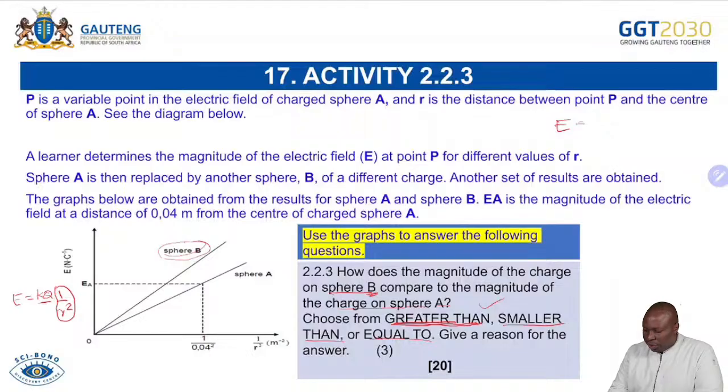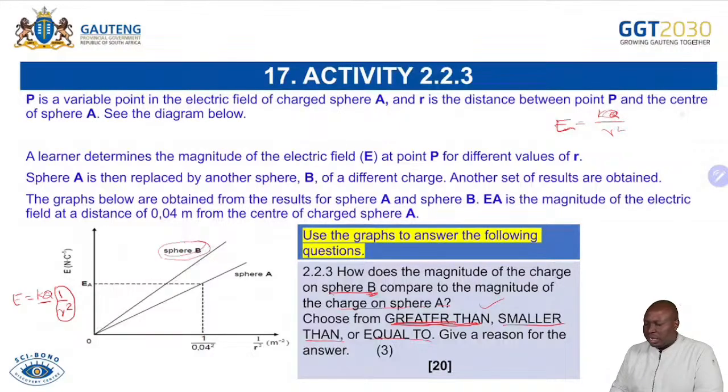We said E equals KQ over R squared. So you know that as we increase the magnitude of the charge, the electric field will also increase. There is a directly proportional relationship there. As we increase the charge, we increase E. So you can see for sphere B, E is increasing. That must be because the magnitude of Q is increasing.